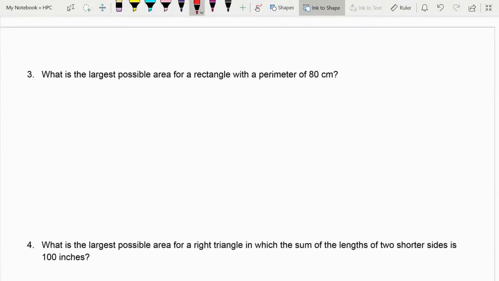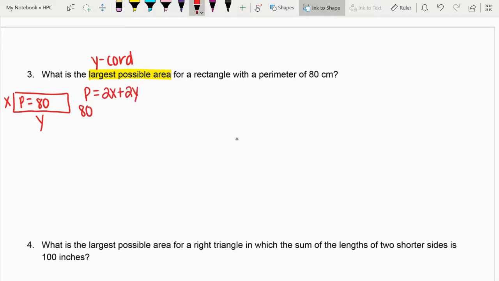Okay, and number 3, we are looking for the largest possible area for a rectangle with a perimeter of 80. So if we are looking for the largest possible area, I'm going to be looking for the y-coordinate of the vertex. I'm just going to sketch this out first. I have a rectangle with side x, side y. My perimeter is 80 centimeters. So I know that the perimeter is equal to 2x plus 2y. The perimeter is 80, so we can substitute that in.